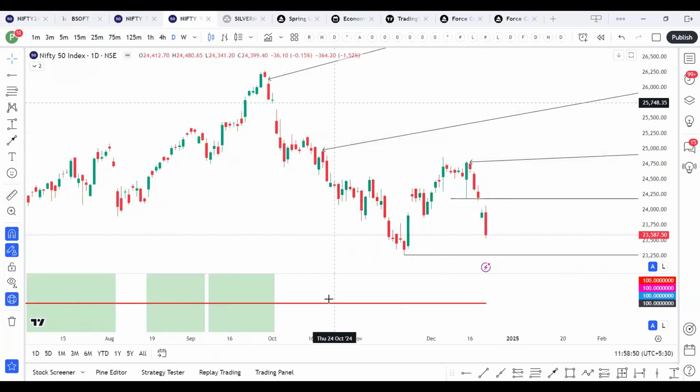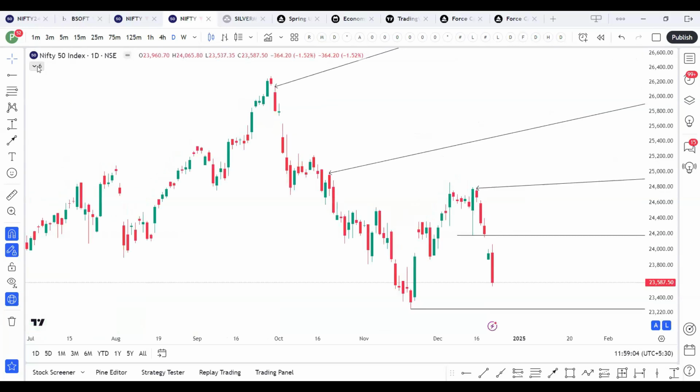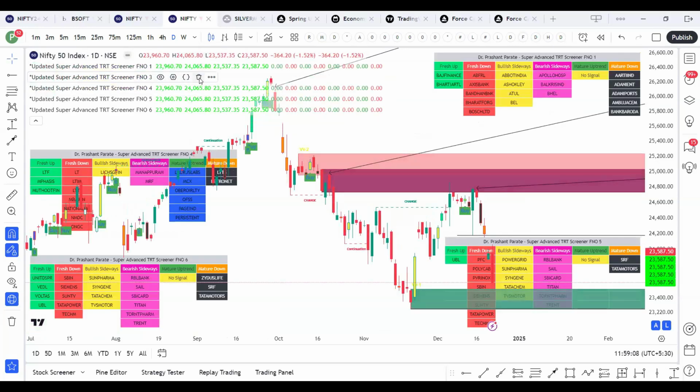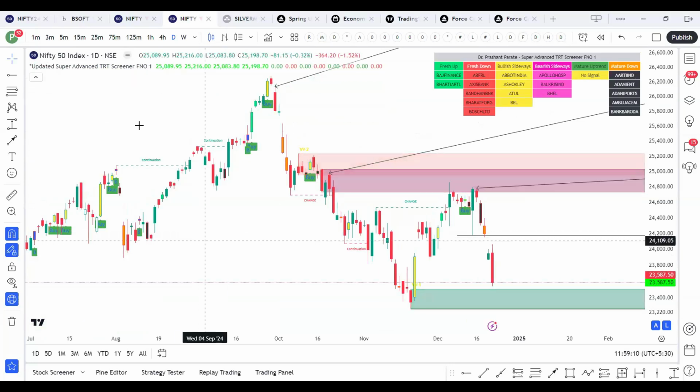Yes, Akshay sir, you have a question? Yeah. Can you just show me again how to get those multiple screener indicators, like how to copy and change the name? Yes. The procedure, how to get it. So this is the screener. What is the name of that? Updated Super.